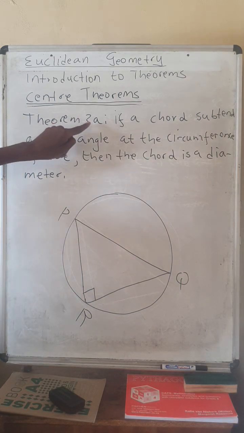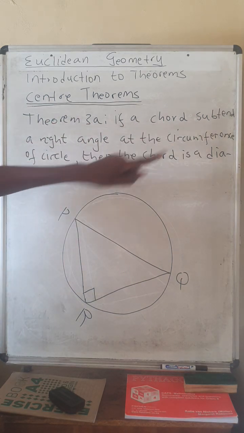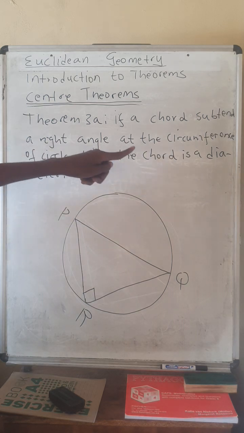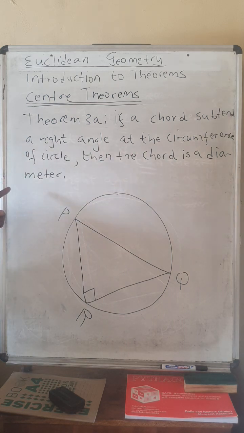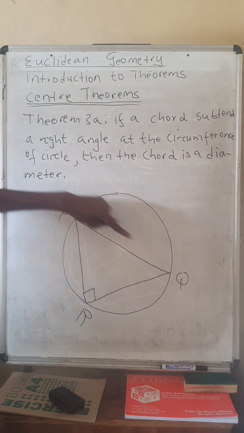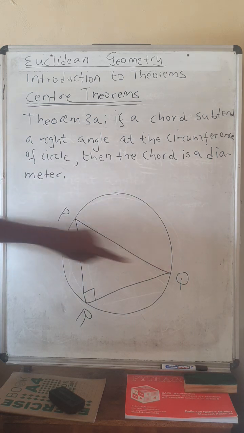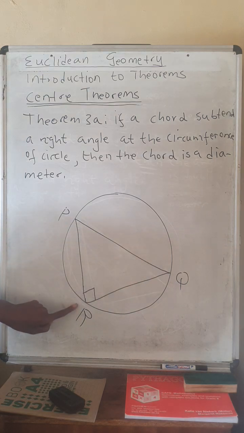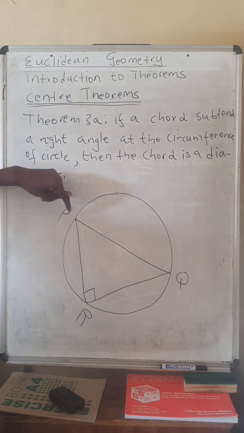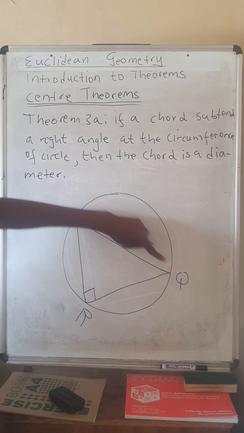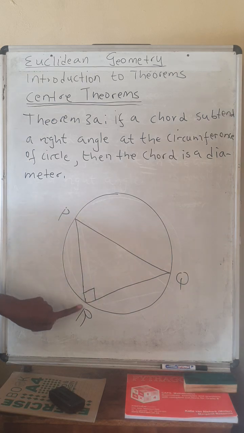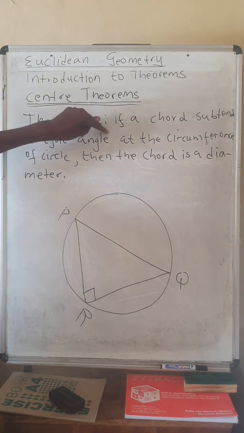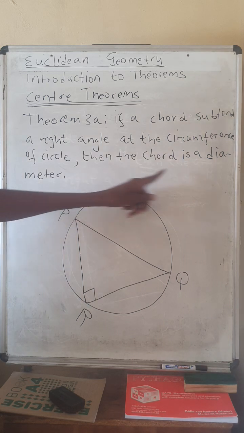Remember, we said the condition of this theorem will be met if a chord subtends a right angle at the circumference of a circle. So do I see this chord subtending any angle at the circumference? Yes. Which angle is being subtended by this chord? It's angle R. And what is the size of the angle? It's 90 degrees, it's a right angle. So you're going to agree with me that chord PQ subtends a right angle at the circumference. So the condition of this theorem has been met.